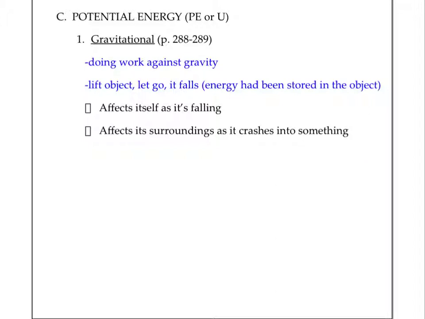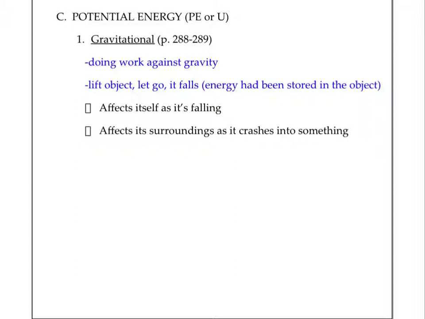So for potential energy, I'm going to abbreviate it PE because I think that makes more sense. If you take a different type of physics class in college or next year, if you do AP, you might see it abbreviated as a U. But again, I'm going to do PE because that makes more sense for potential energy. And the gravitational kind is listed first. I put the page numbers in your book if you need to go back and read anything.